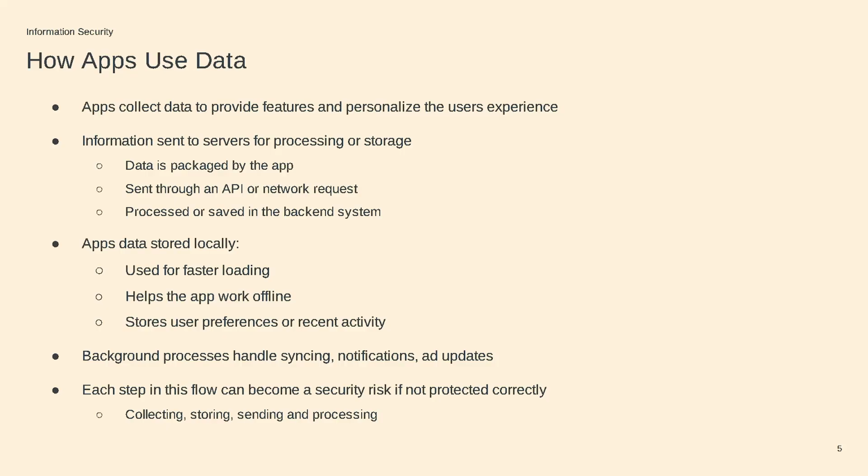Apps also keep data on the device. This is done so the app loads faster, can work offline, and is able to save things like user preferences or recent activity. Then you have background processes that run quietly, handling things like syncing, notifications, and overall app updates. Every part of this flow, collecting, storing, sending, and processing, creates a place where something can go wrong in security if it isn't handled right.